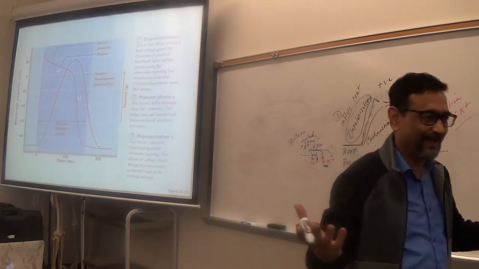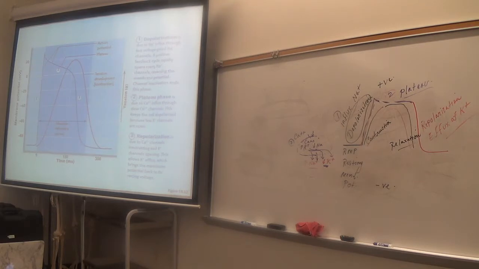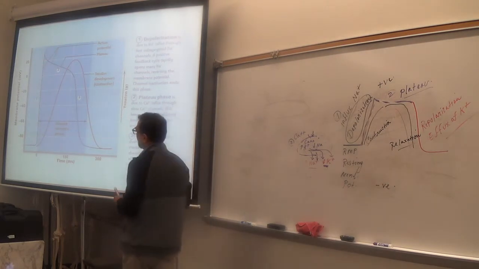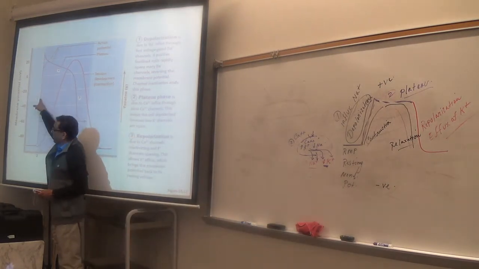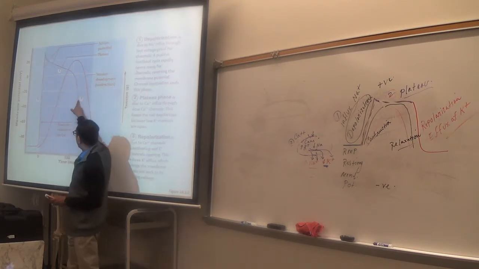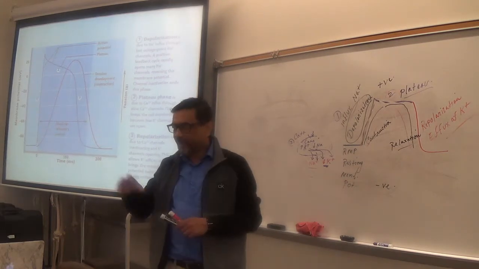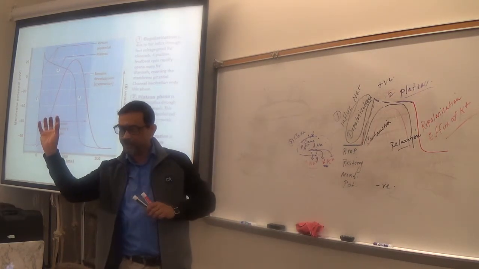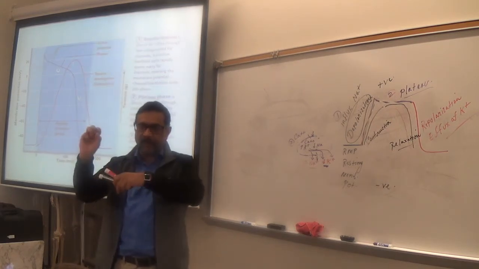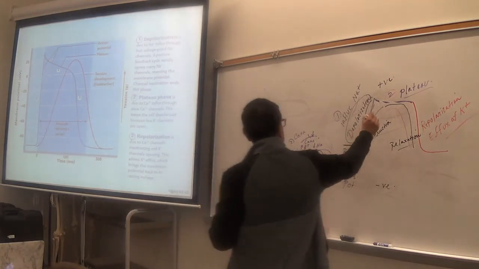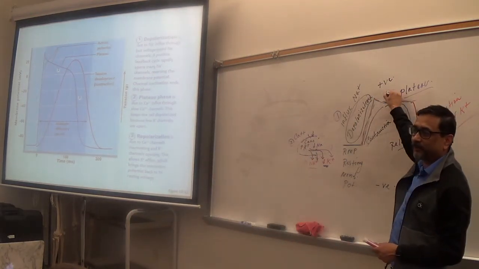Otherwise, what's the meaning of depolarization? Depolarization causes what? Contraction. And repolarization causes relaxation. So this is depolarization, this is contraction. This is repolarization, this is relaxation. Okay? So, first depolarization should occur in the cardiac muscle, that will cause contraction. Then repolarization should occur, that will cause relaxation.